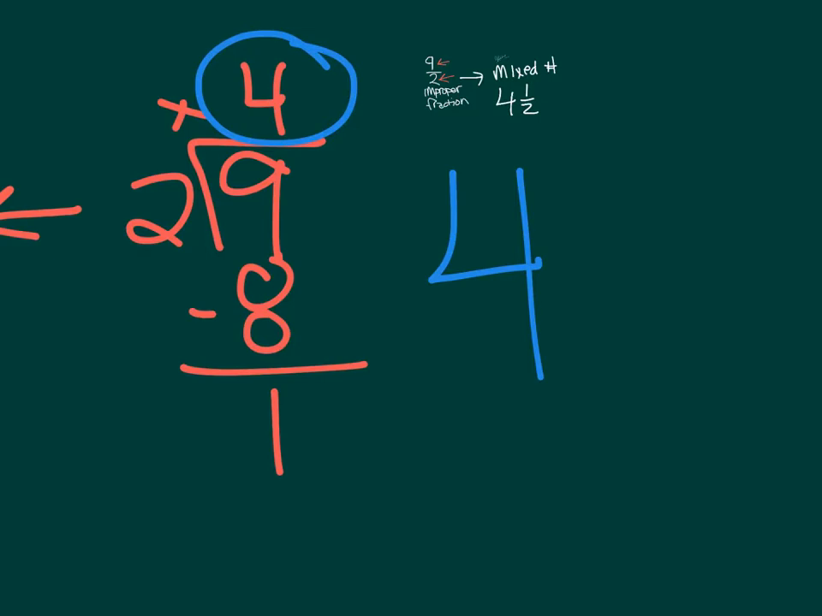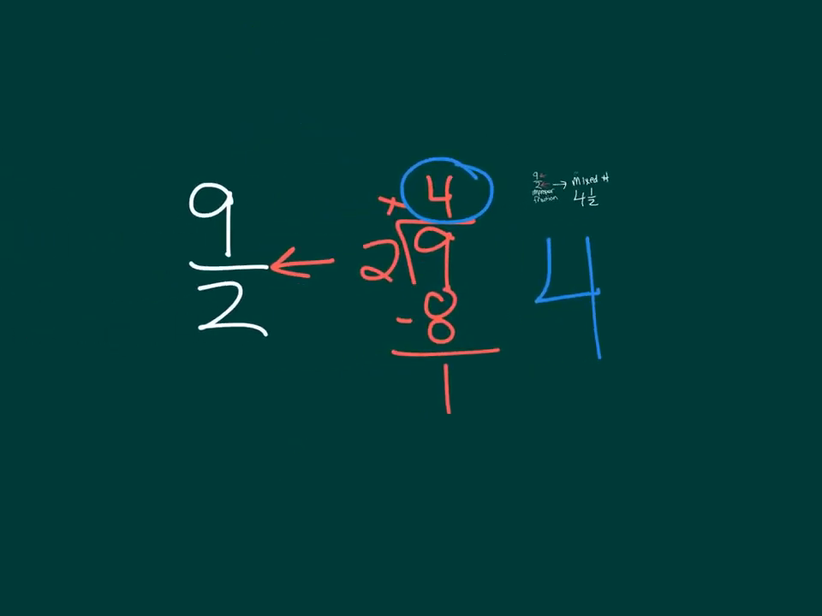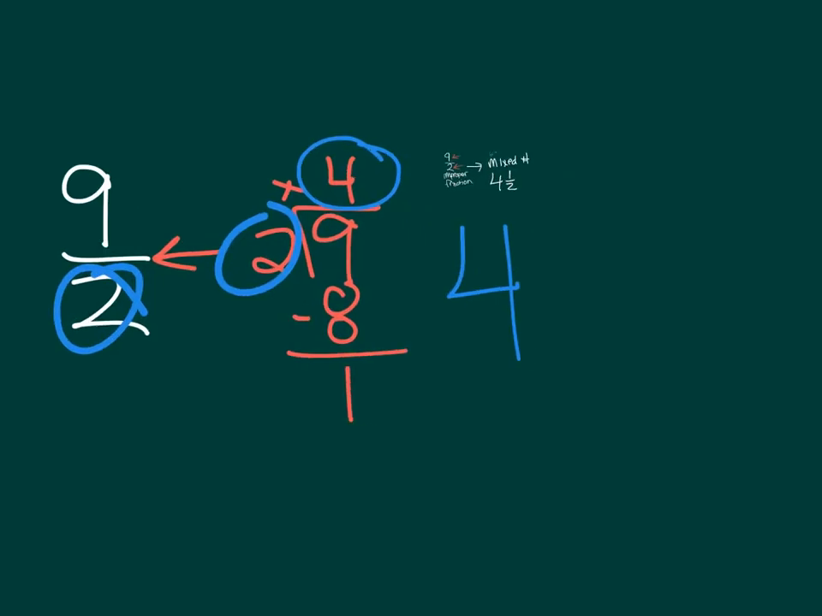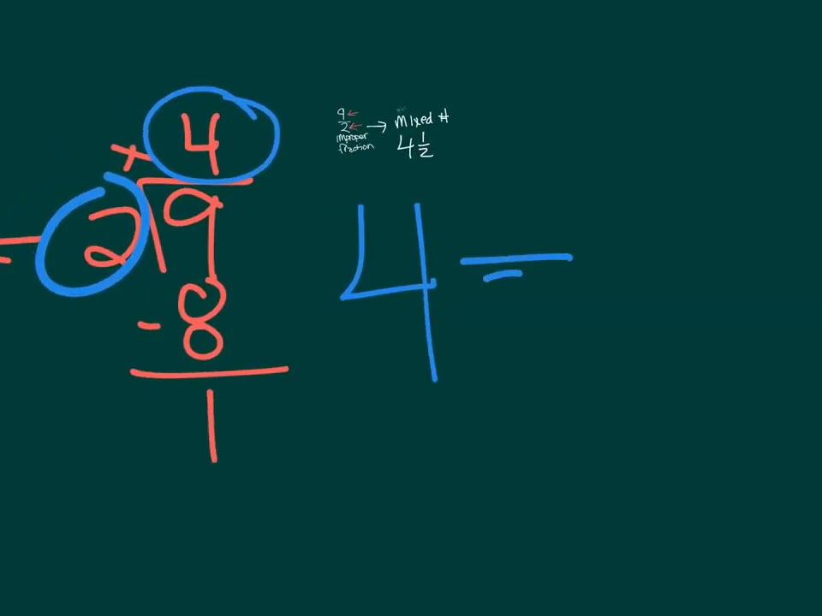Our denominator stays the same. So if we have 2 here and 2 here, our denominator on this fraction is going to be 2. And our numerator is what's left over, 1. So there you go, 4 and 1 half. This would be a mixed number.